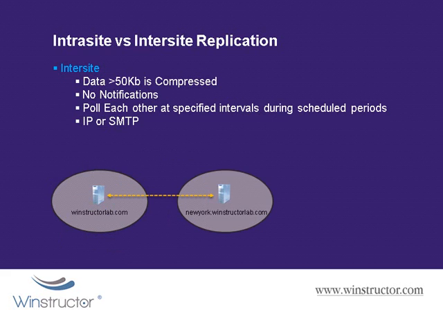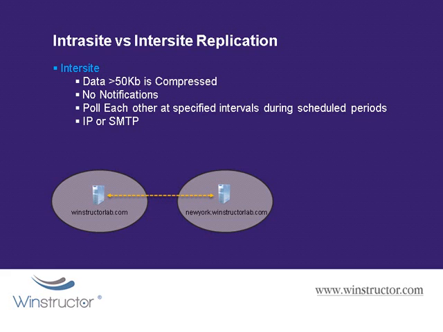Now inter-site replication between domain controllers, however, only occurs between sites. So here we have 2 sites: head office and New York. When these 2 sites want to replicate data, they'll be performing inter-site replication over a WAN link. To save on WAN bandwidth, replication data that's greater than 50 kilobytes is compressed, and unlike intra-site replication, inter-site replication partners do not notify their partners that a change needs to be replicated.